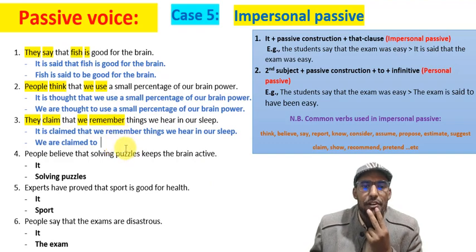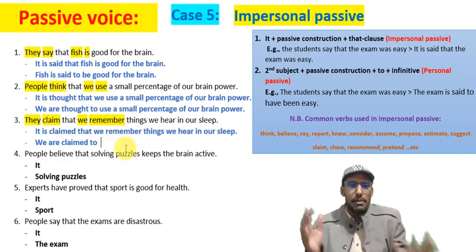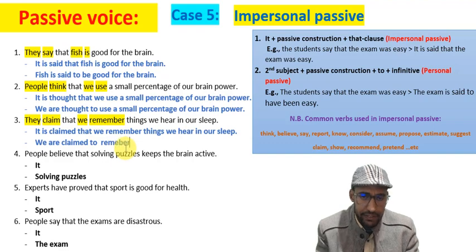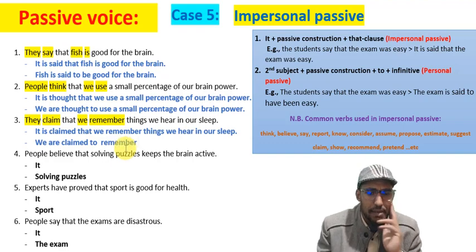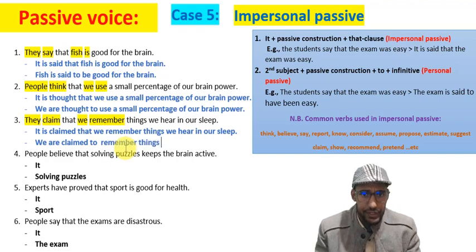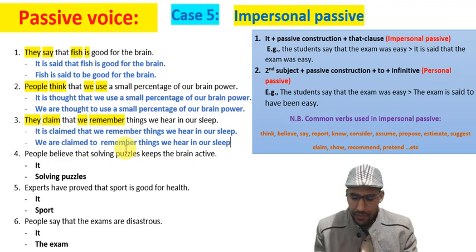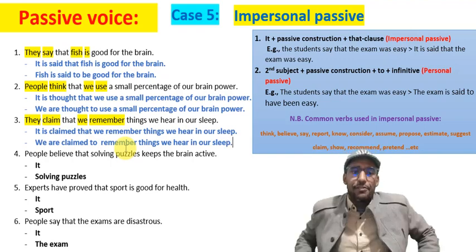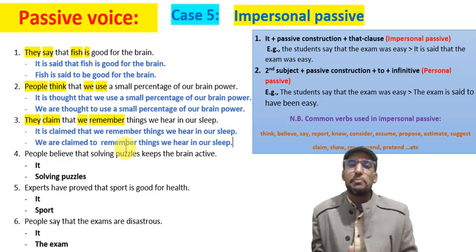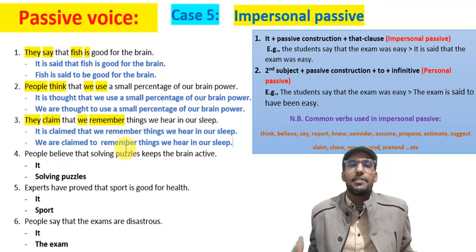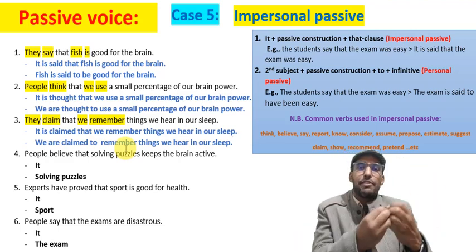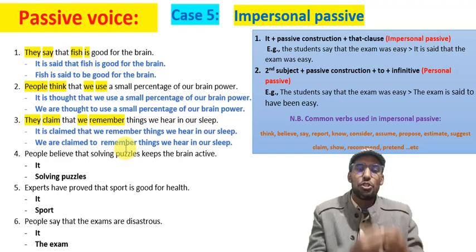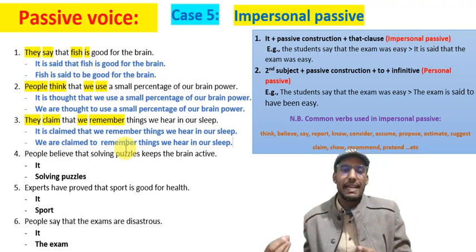And then we have the verb remember. So we say to remember very easily: we're claimed to remember things we hear in our sleep. So when the second verb is in the present simple, guys, as we said, it's very simple. Just put the verb that you have in the infinitive, which is to plus the verb base.